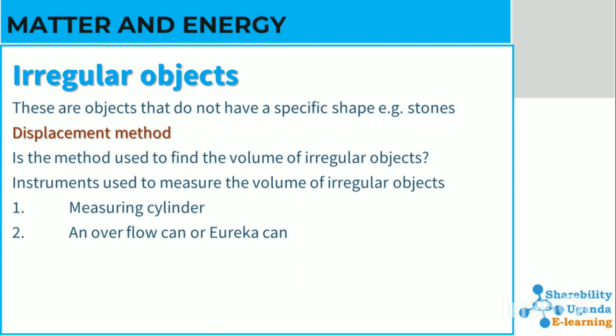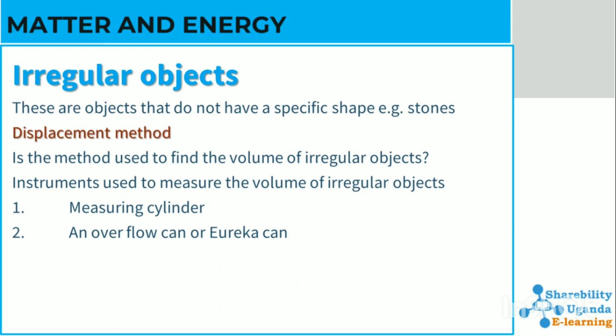Then we have irregular objects, which are objects that do not have specific shapes, e.g. stones. Now we know how to find the volume of regular objects, but how do we find the volume of irregular objects that do not have definite or specific shape? We have two methods that we can use to find the volume of these irregular objects.